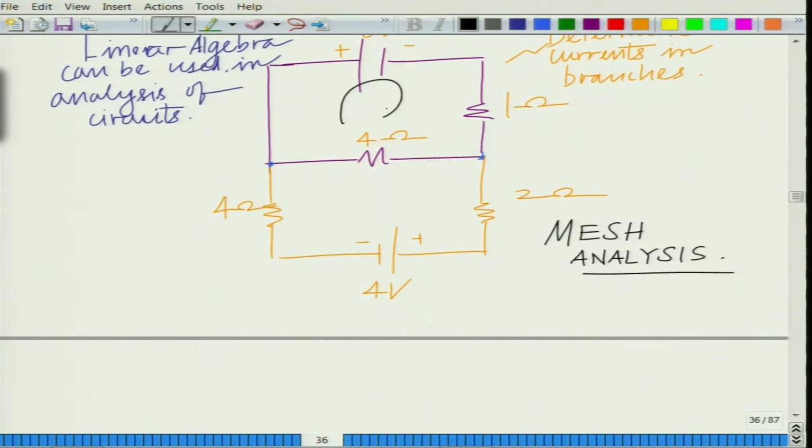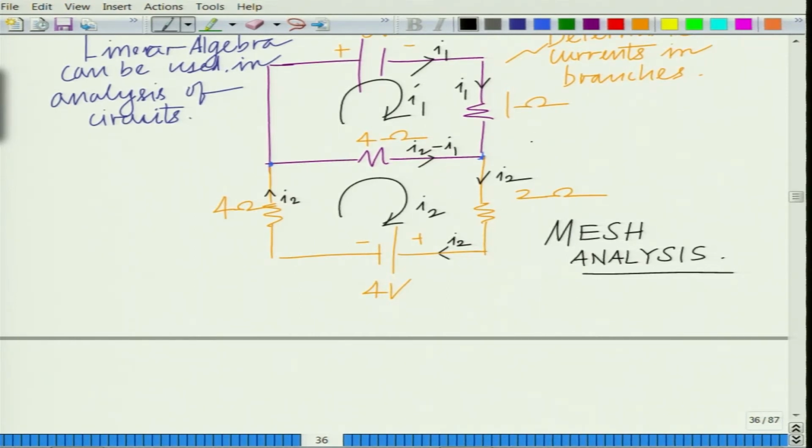So, what is this mesh analysis? In each mesh we have a separate current. This is the current in mesh 1, this is the current in mesh 2. So, naturally this current will be I 1, this current will be I 1, this current will be I 2, this will be I 2, and this branch which is in both mesh 1 and 2, you can see there is a current from mesh 2 to the right, current from mesh 1 to the left. So, this will be I 2 minus I 1 to the right.